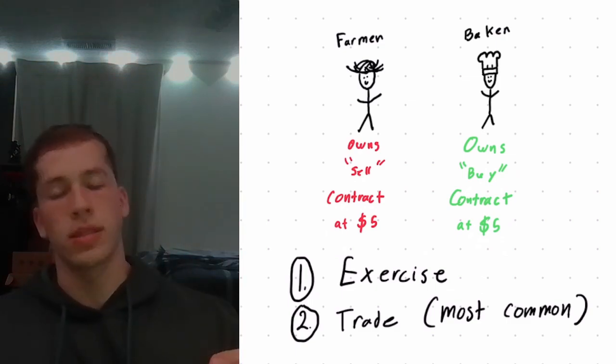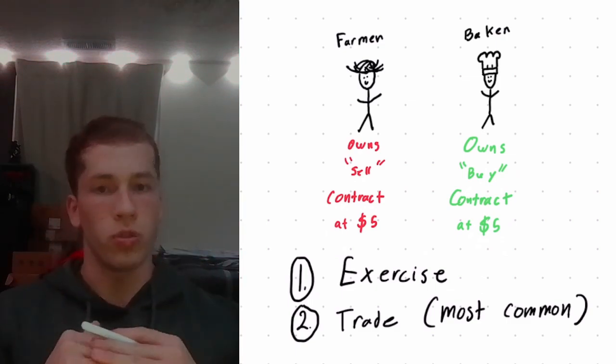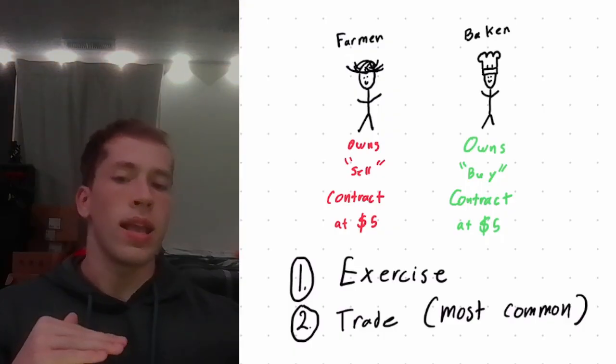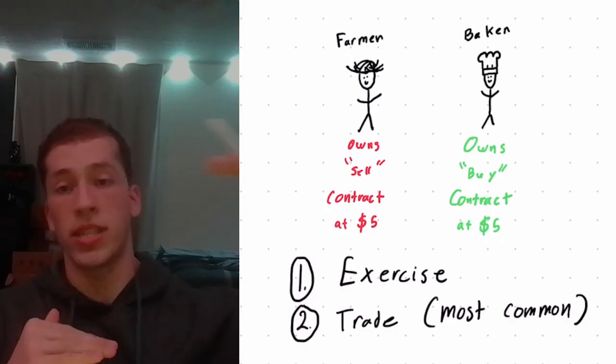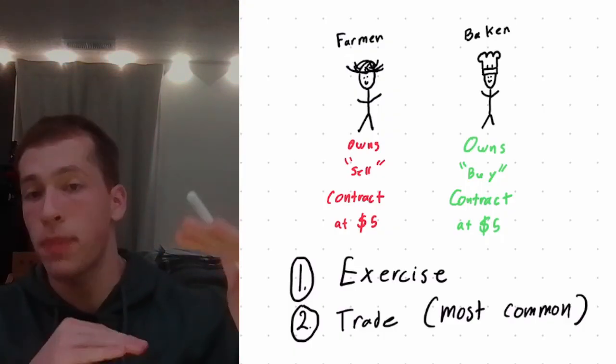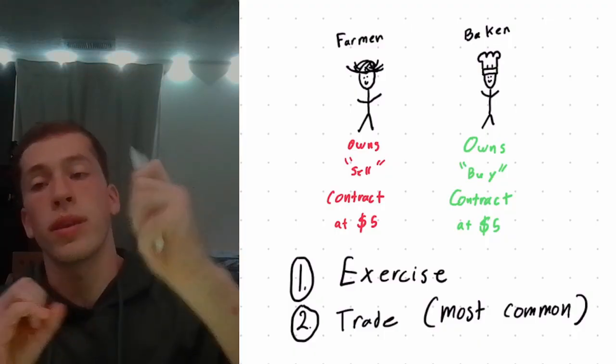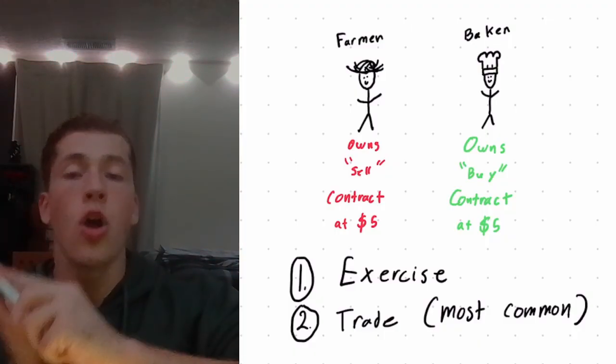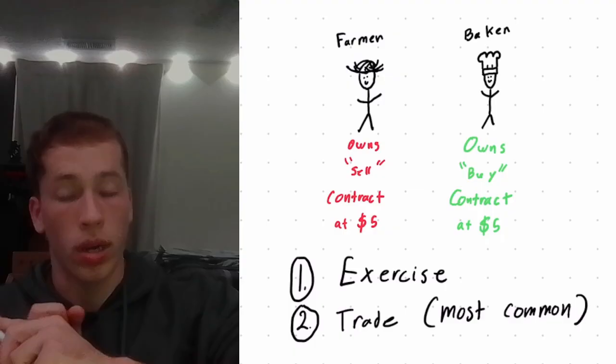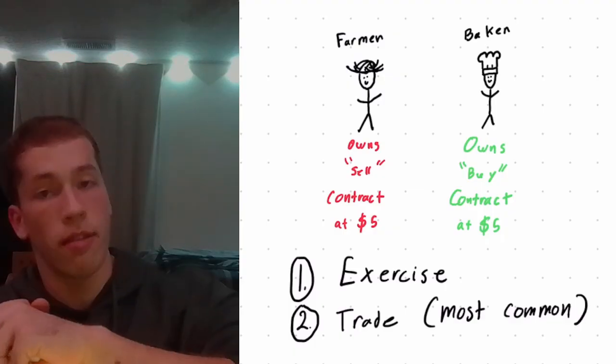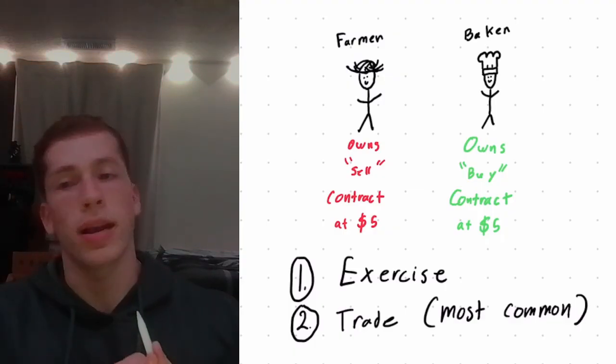So the baker bought this contract for $5 a bushel for the wheat. If the price of wheat increases to $6, he was right. He expected it to go up. He can do one of two things. He can either buy the wheat for cheaper or sell the contract for more because it's now worth more than what he bought it for. Both cases, he makes money.